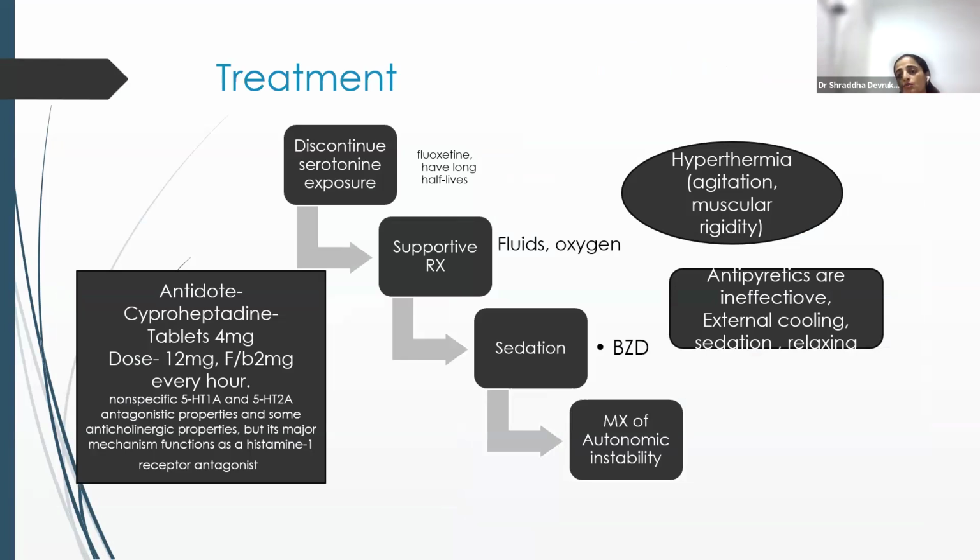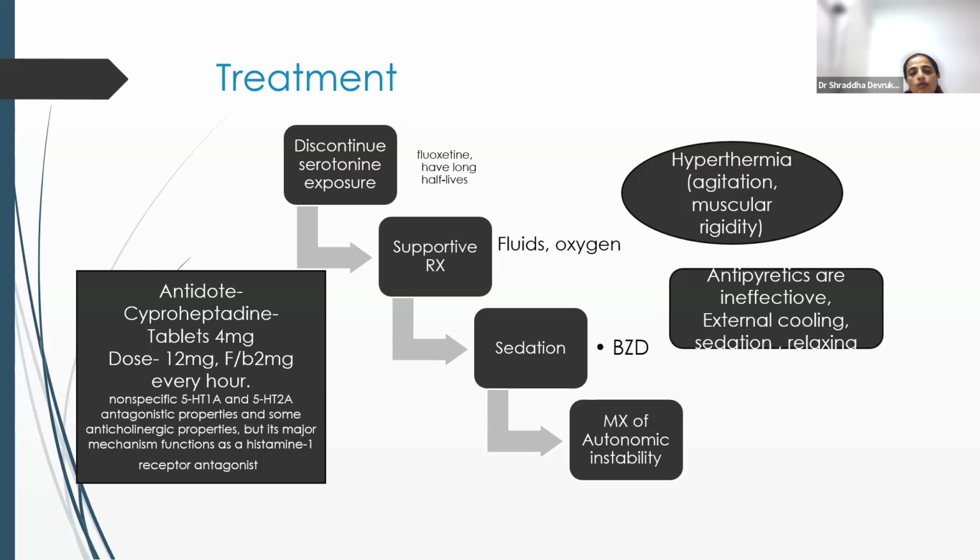Hyperthermia is a big factor because of agitation and muscle rigidity also. There is a rise in temperature. Antipyretics are mostly ineffective, and external cooling, sedation, and relaxing help. The antidote to be used is cyproheptadine. It is basically a histamine 1 receptor antagonist with non-specific actions on serotonin receptors as well. It is available as a 4 milligram tablet.